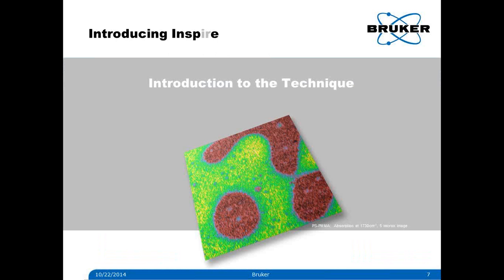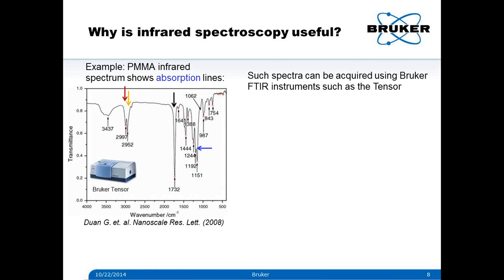Now, let me introduce you to the actual technique. So how do we do that? First, I want to talk about infrared spectroscopy in general. Why is it useful? The short answer is that a lot of chemicals and also solids have resonances in the infrared spectral region that you can probe, and that tells you something about the system.